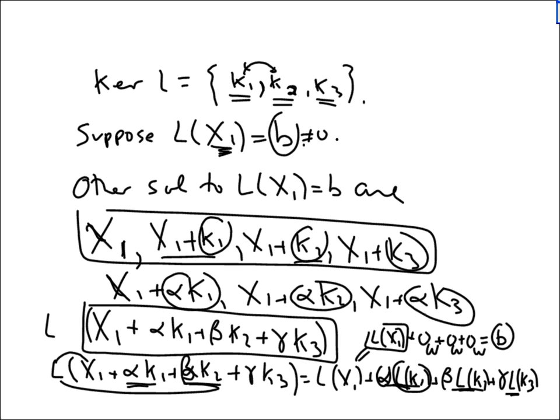So that's important to know. Once you have any solution to L of x equals b, and you know the kernel, you can possibly find many other vectors. Unless the kernel is the 0 vector. That is, unless L is 1 to 1, which makes sense. You can't take L of different things to get b if L is 1 to 1.